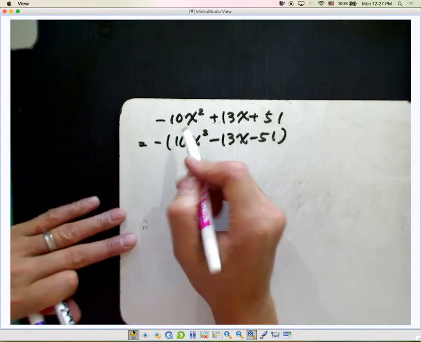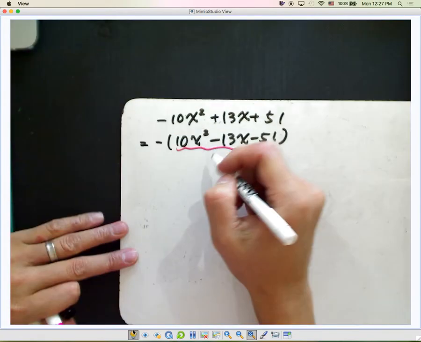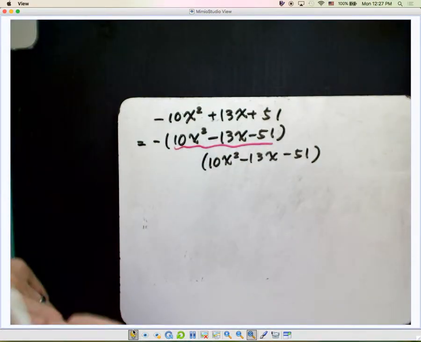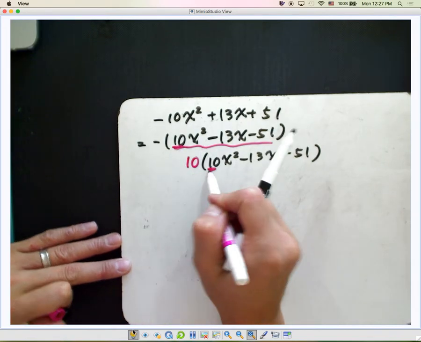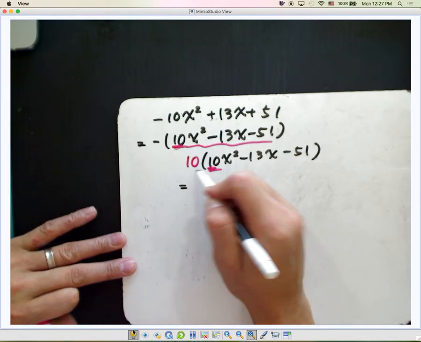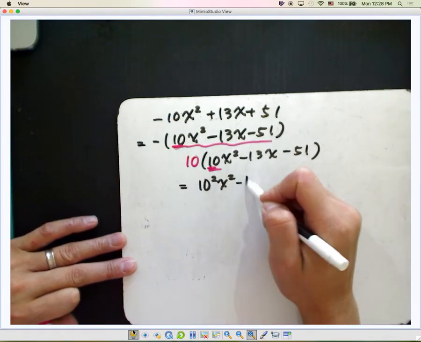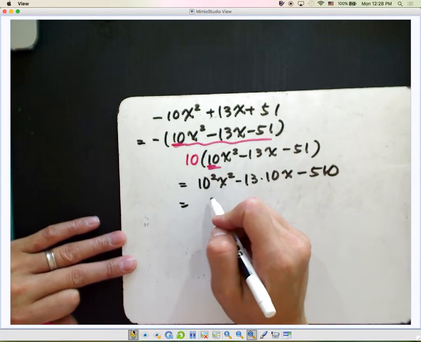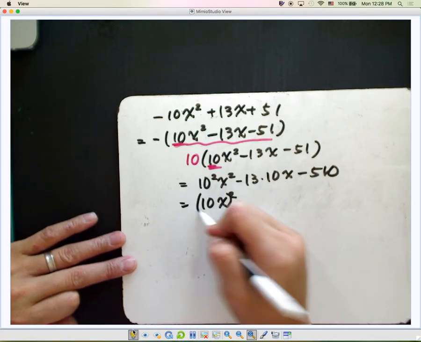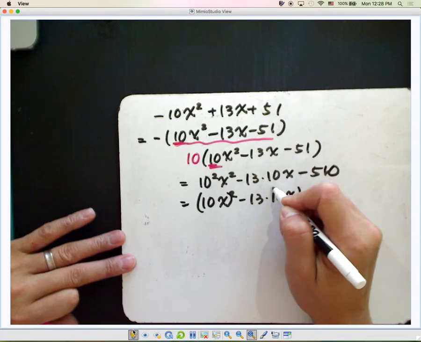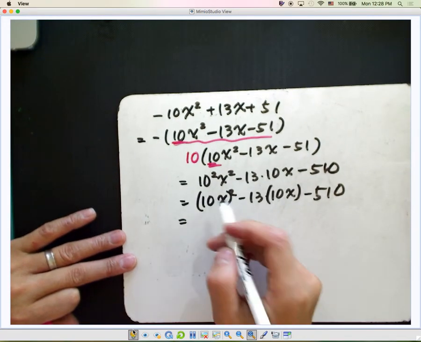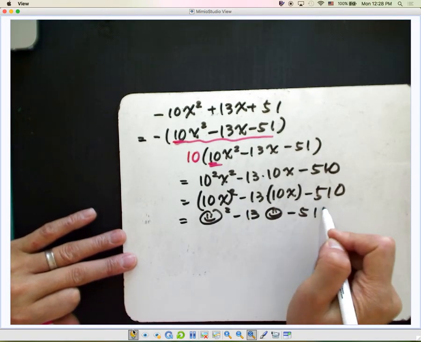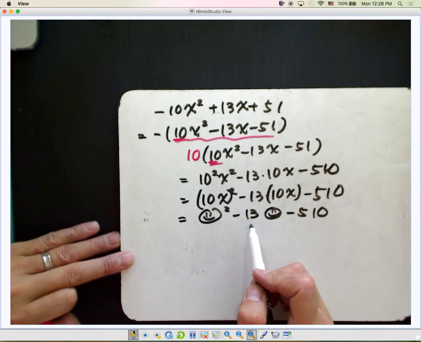Now you look at just the part inside the parentheses, take that out, minus 13x minus 51, and multiply by 10, which is the same as the leading coefficient. So this will give us 10 times 10, which is 10 squared x squared, minus 13 times 10x minus 510. 10 squared times x squared by the law of exponents, that's going to be 10x squared minus 13 times 10x minus 510. Now we're going to put the smiley mark on top of 10x, so we're going to have smiley mark squared minus 13 smiley mark minus 510. So what numbers add up to 13 and multiply to 510?